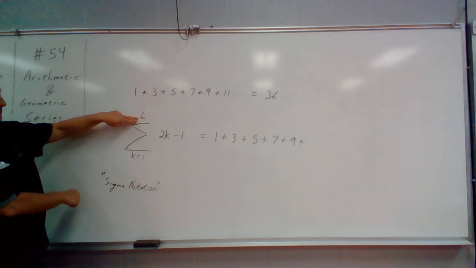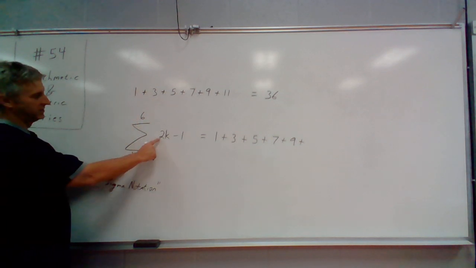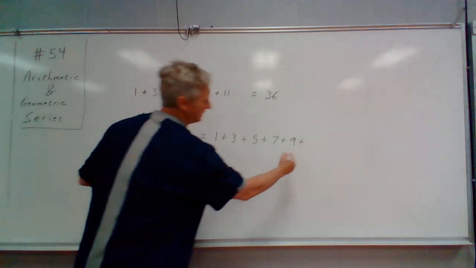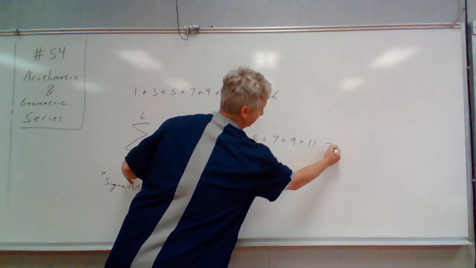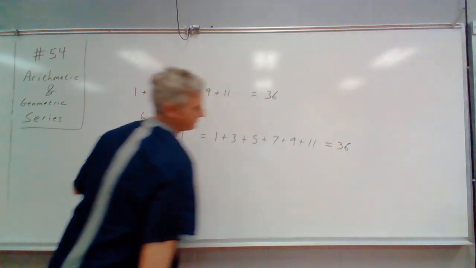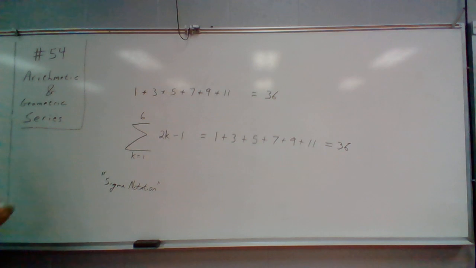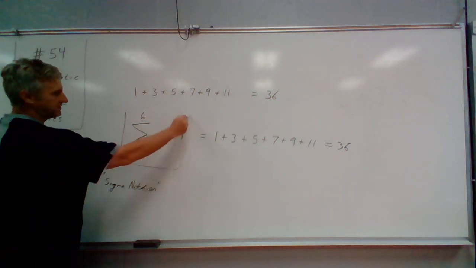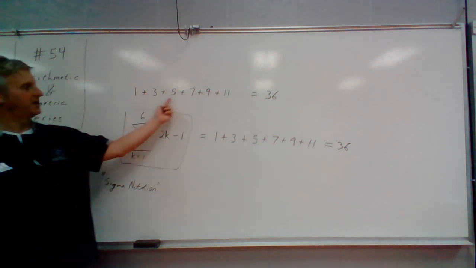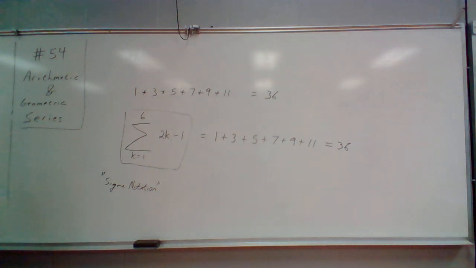And 6 is where we stop. So it's the last term. 2 times 6 is 12. 12 minus 1 is 11. So I get that. And the sum of all those we've already figured is 36. So this is just a shorthand notation for writing out all the terms of the series.